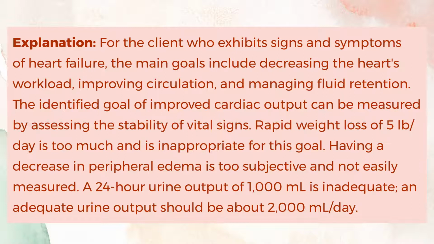Rapid weight loss of 5 pounds per day is too much and is inappropriate for this goal. Having a decrease in peripheral edema is too subjective and not easily measured. A 24-hour urine output of 1,000 milliliter is inadequate. An adequate urine output should be about 2,000 milliliter per day.